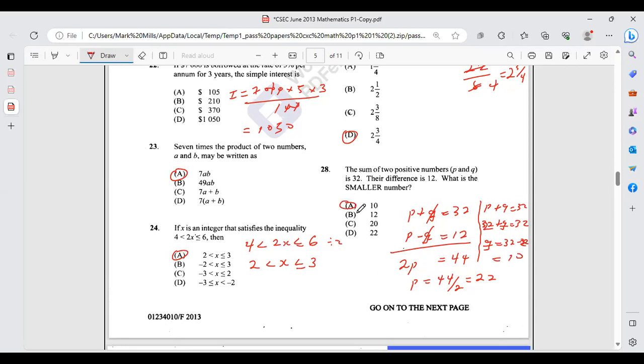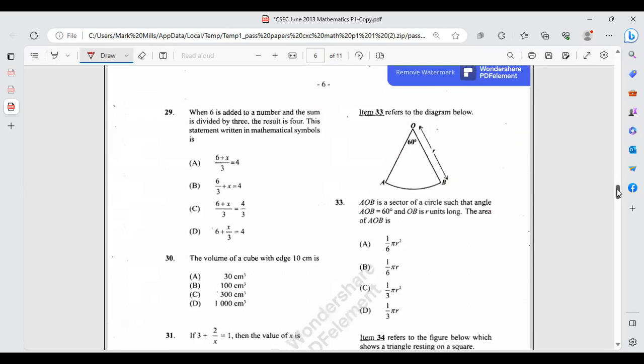So this is a simultaneous equation. The difference will give you 12, but when you add them, you get 32. The small number would have been 10, and the bigger number would have been 22. Cool. Okay, let's continue.